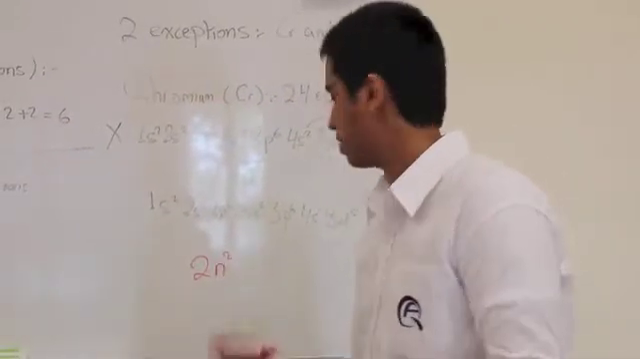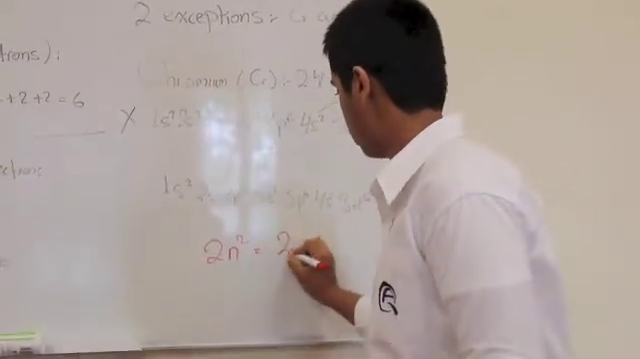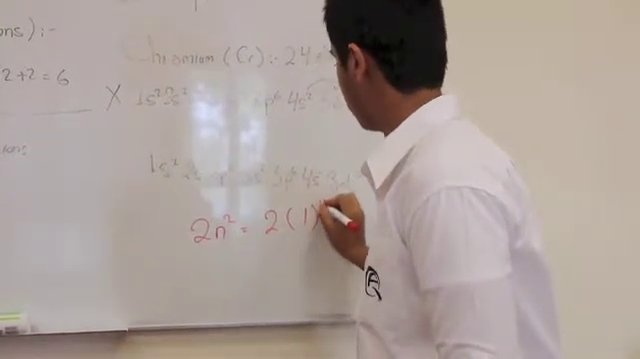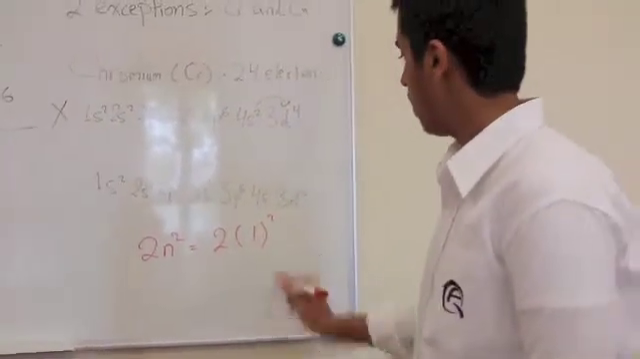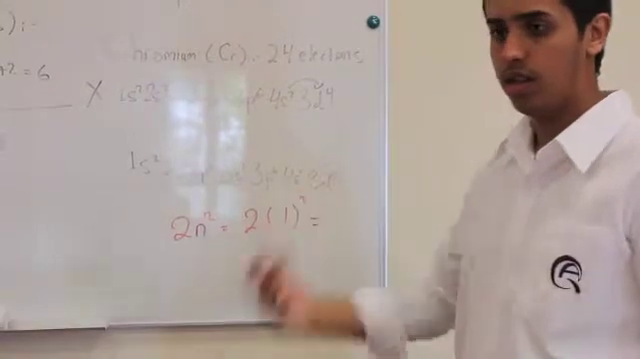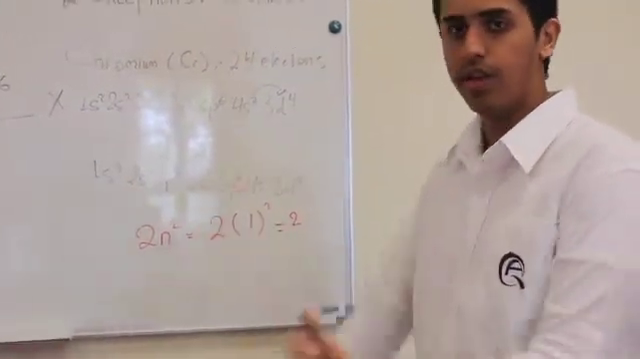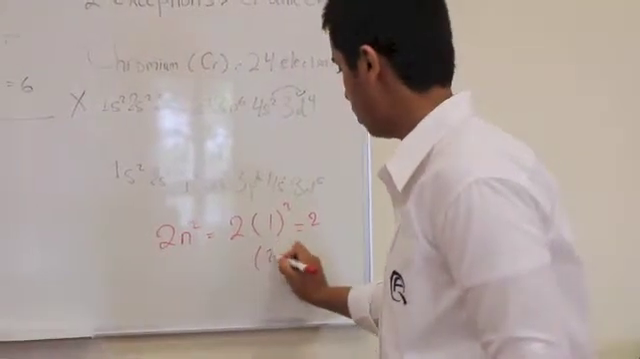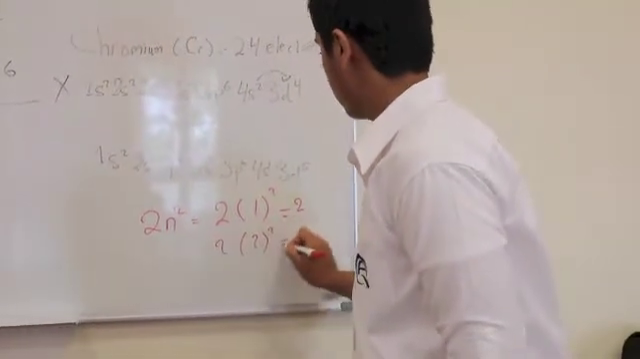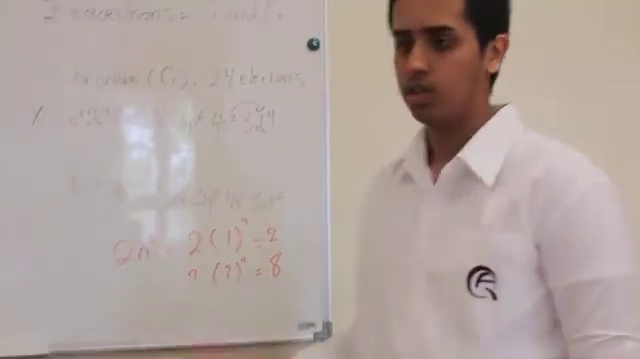So for example, for the first shell, you say 2 multiplied by 1 to the power of 2, which gives you the electron number, which is 2. And then you can do this to the other shells. For the second shell, it would give you a number of 8 electrons.